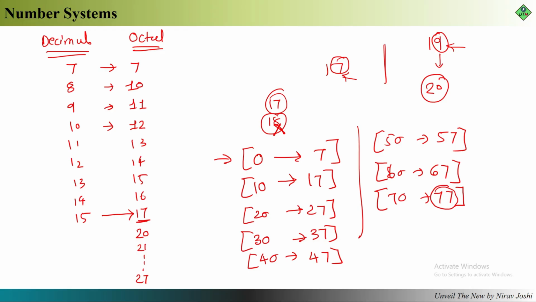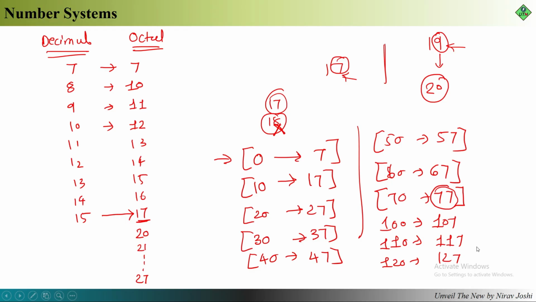So what comes after 99 in decimal? Exactly, 100. Similar to that, here also in octal, what we will get after 77 is 100, 100 to 107. Exactly, then 110 to 117. Exactly, then 120 to 127. So this is how your octal number system operates.